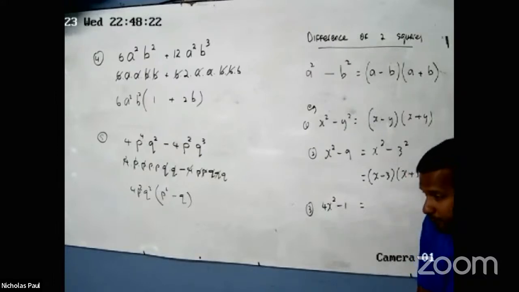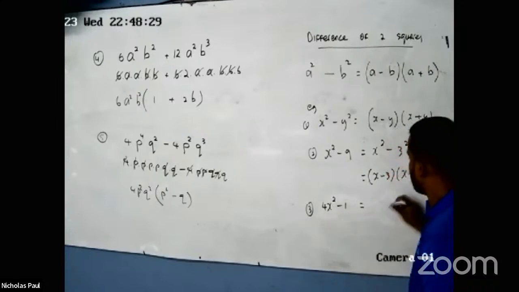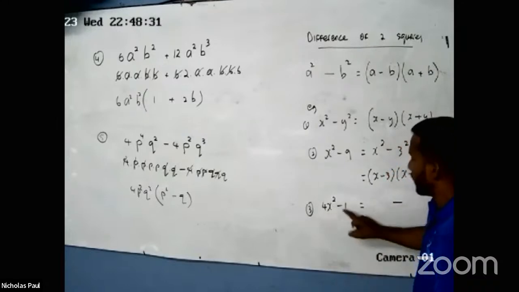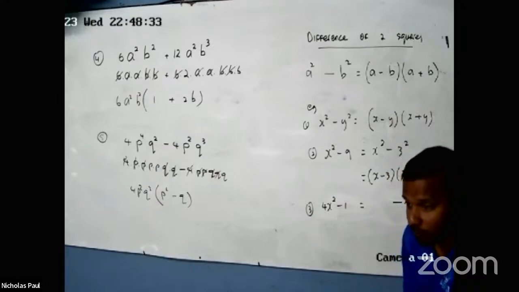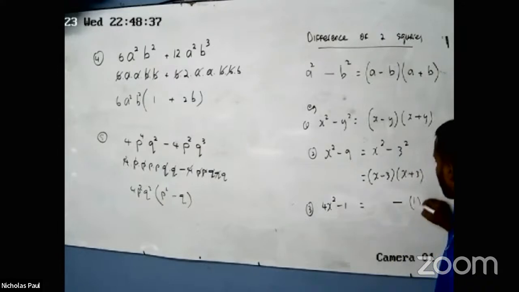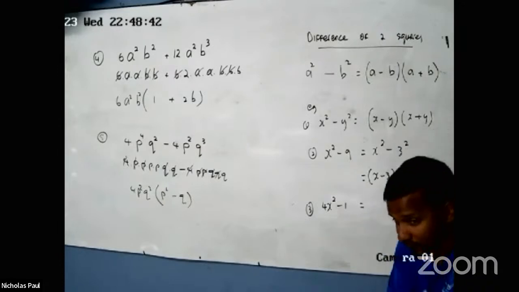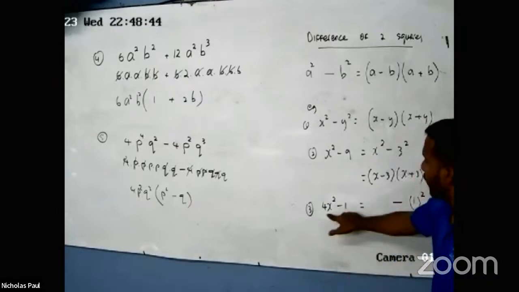Anybody? How am I going to turn it into two squares here? Let's start with the easier one. What square will give you 1? 1 squared will give you 1, right? What about here? What squared will give you 4x squared?